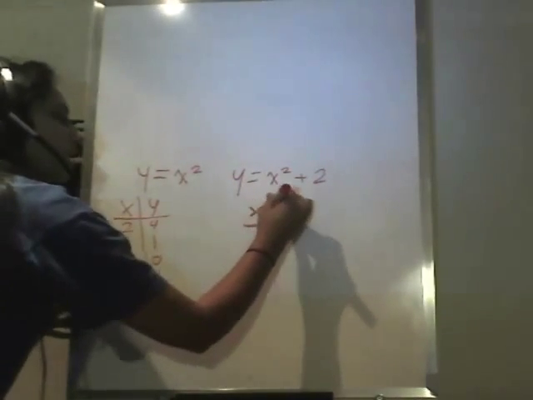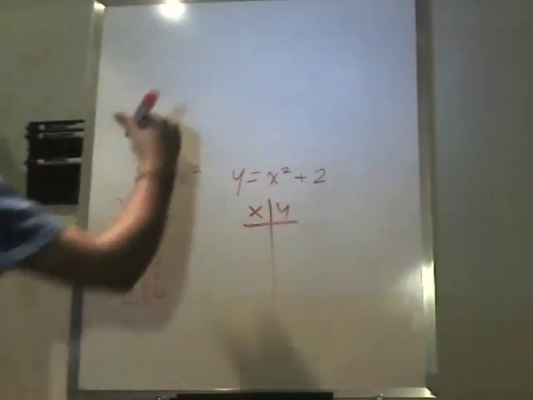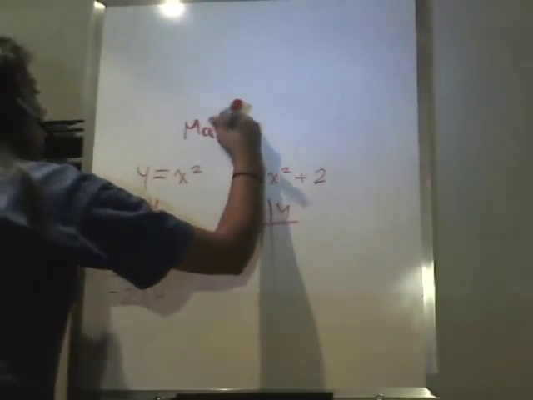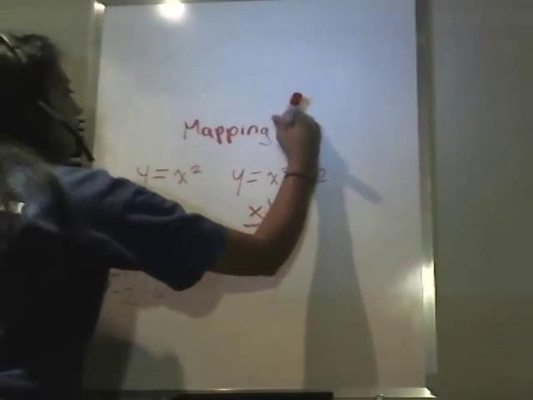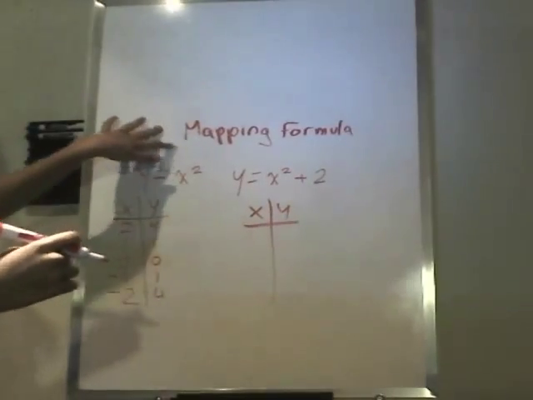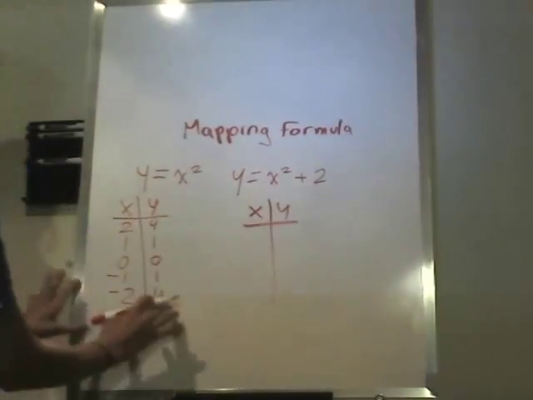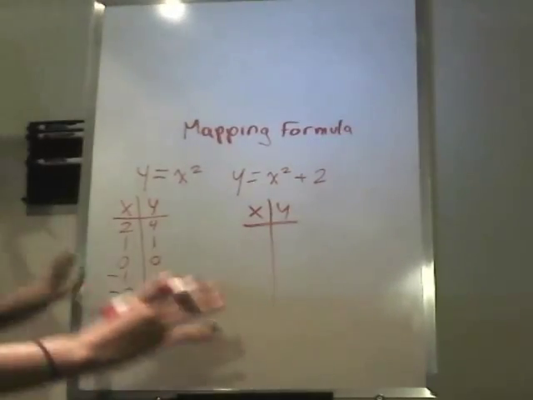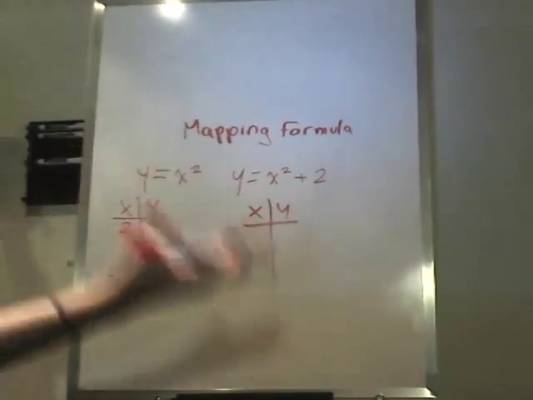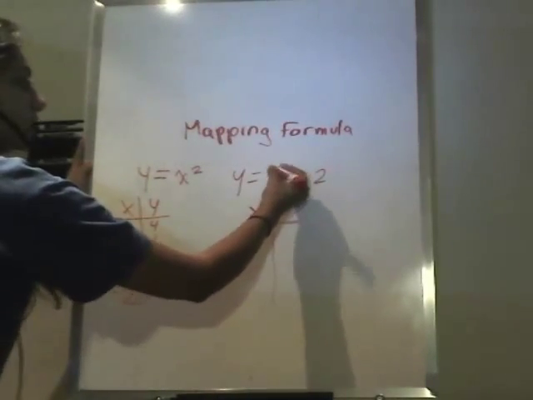But the thing is, I don't know what to do yet. So we're going to use a formula called the mapping formula. This formula is going to help you. It basically groups parts of the equation to help you solve it and get your table of values. Here, I'll show you how to group it. So this is your x. It's not in a group.